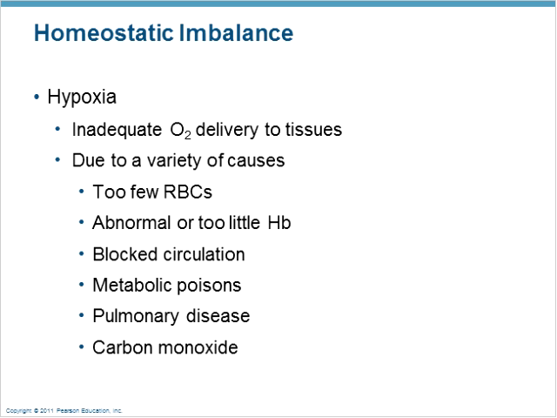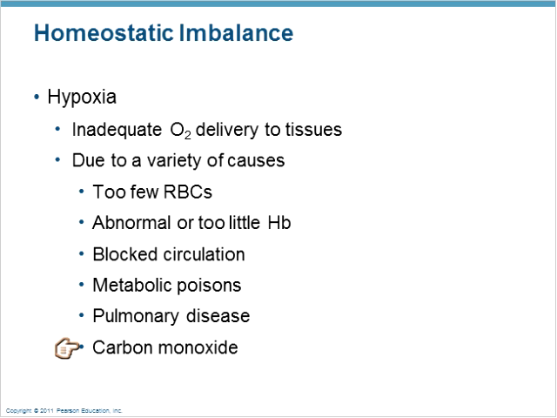Hypoxia is one of the homeostatic imbalances. Hypoxia is an inadequate oxygen delivery to the tissues. It can be due to a variety of things. You can have blood loss, so red blood cells are being lost through bleeding outside of the circulatory system. You can have the right amount of blood cells, but not enough hemoglobin. You can have a block to the circulation, so blood is not getting to the tissues. You can have poisons in the body like carbon monoxide, which displaces oxygen on the hemoglobin molecule, so oxygen isn't getting to the tissues. You can have pulmonary disease, which decreases external respiration and decreases the amount of oxygen that's taken in in the first place.